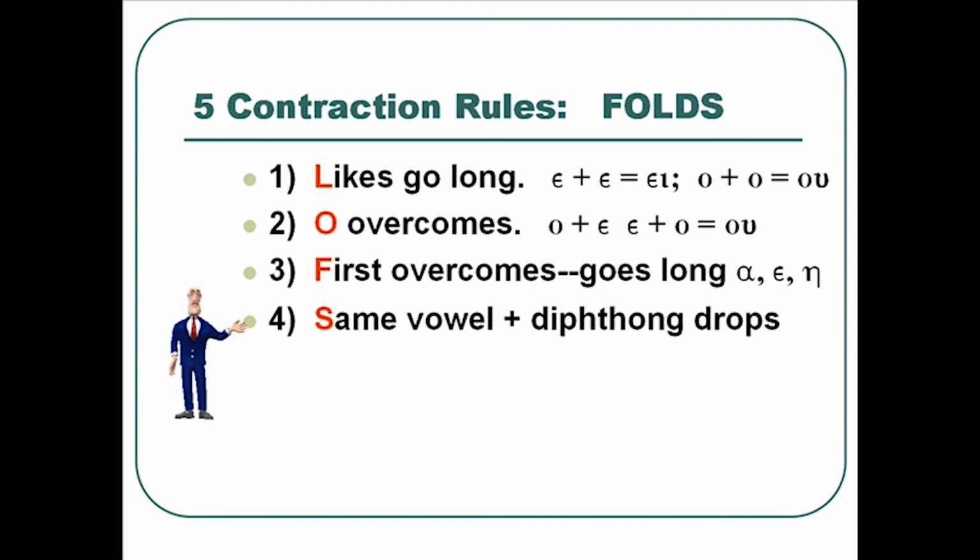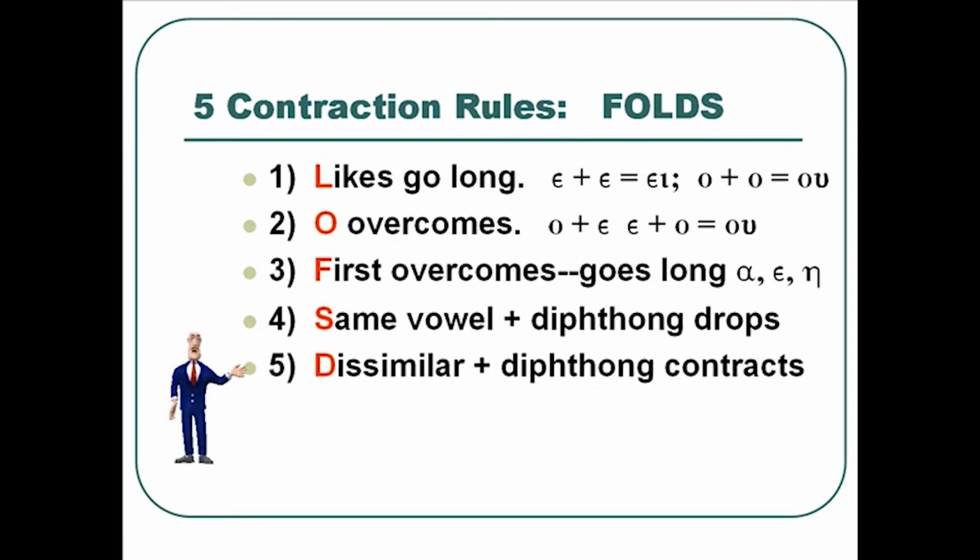Rule number 4 is our S, same vowel plus a diphthong, drops. And rule number 5, dissimilar vowels with a diphthong contract. So those are our 5 rules. Just keep them in mind. Think through folds whenever you see these forms. We're not going to memorize or chant any of these forms. I just want you to be able to recognize them, be able to deconstruct them, and know when things start bouncing around why they're bouncing around the way they are.